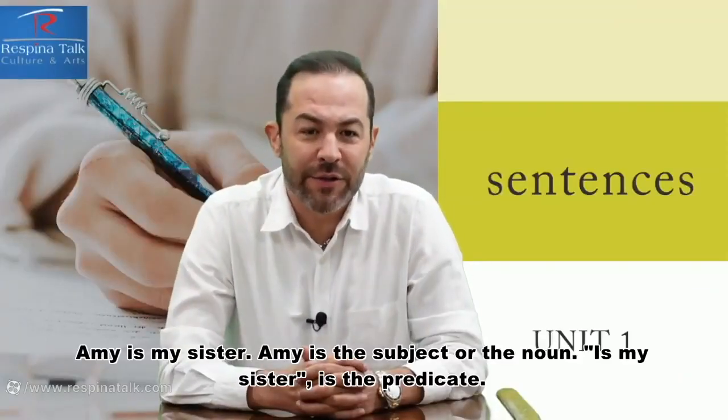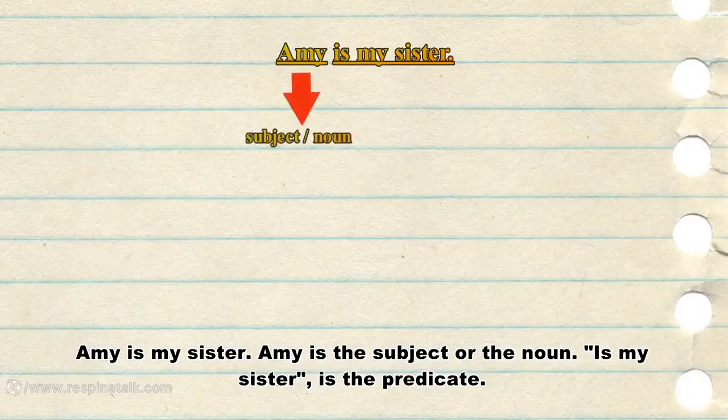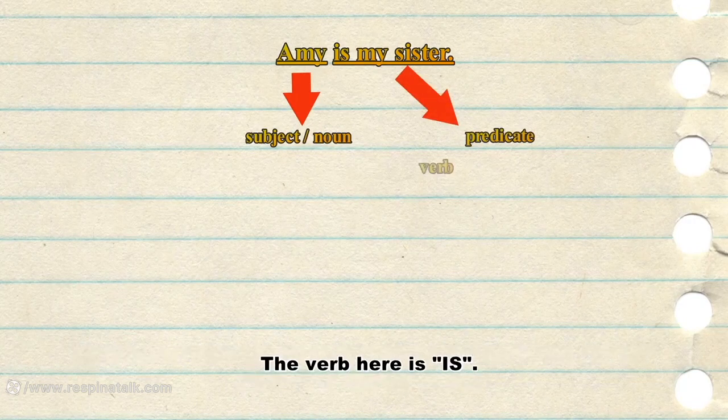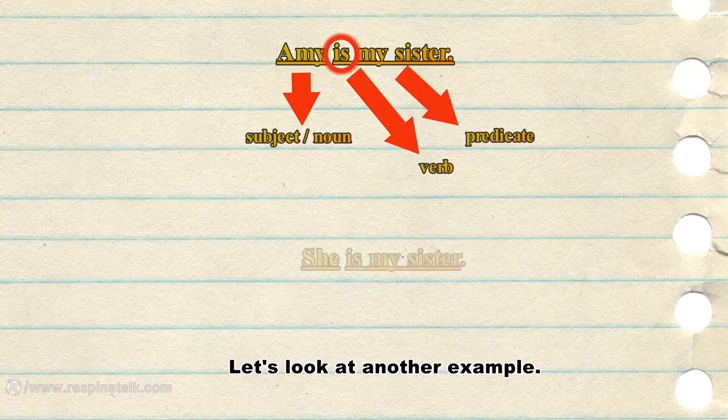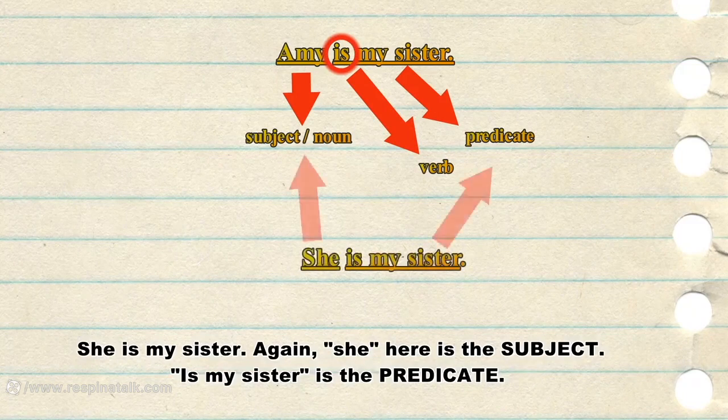Amy is my sister. Amy is the subject or the noun. Is my sister is the predicate. The verb here is "is". Let's look at another example. She is my sister. Again, she here is the subject. Is my sister is the predicate.